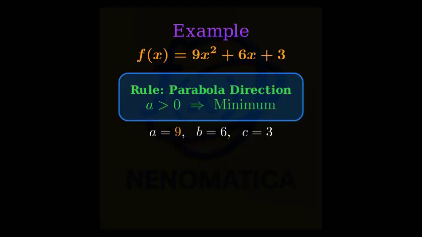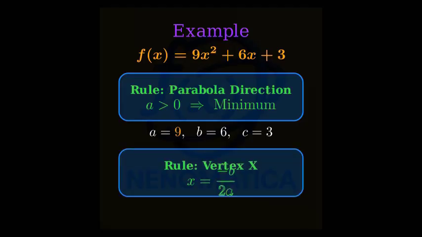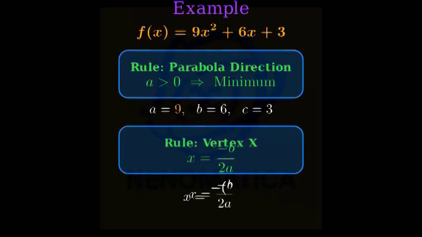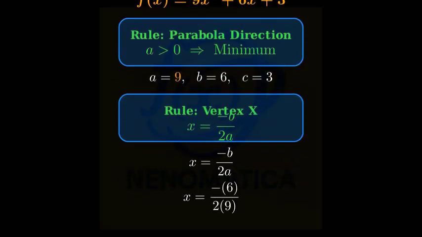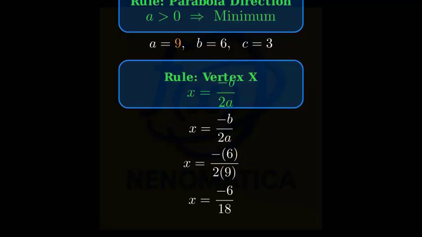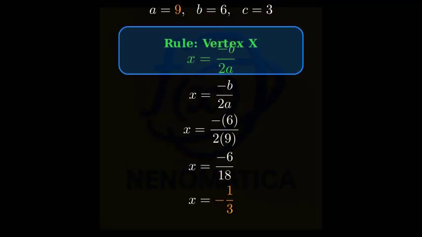Step 2. Compute the x-coordinate of the vertex using x equals -b over 2a. Substitute b equals 6 and a equals 9. That is -6 over 2 times 9, which is -6 over 18, which simplifies to -1 over 3. Step 3. Substitute x equals -1/3 into f of x to get the minimum value.